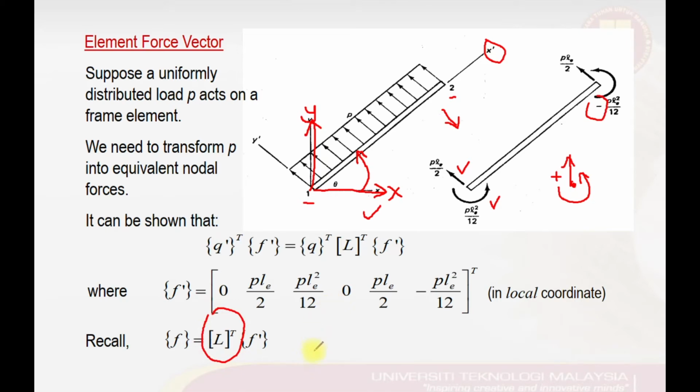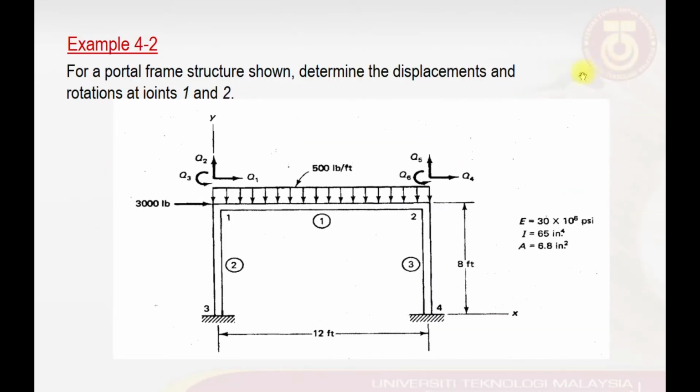by its transformation matrix. So let me first look at our first example, where we have a portal frame structure as shown here, and the question here is asking us to determine the displacement and rotation at joint 1 and 2, which is somewhere there, exactly at this point. So as you can see here, this portal frame is subjected to a uniform distributed load with this amount, and we have also the axial load, which is 3,000 pounds, acting at node number 1.